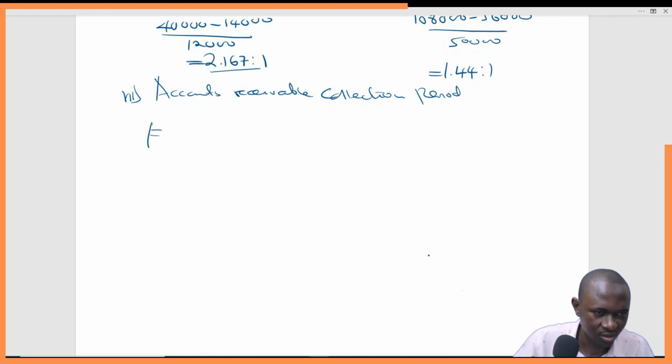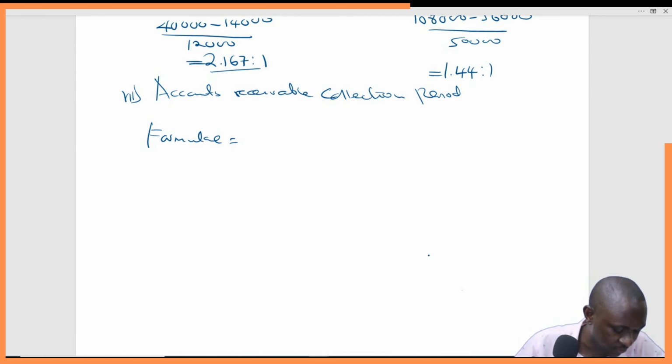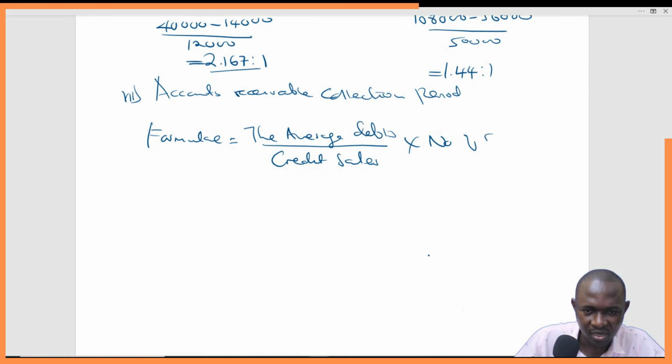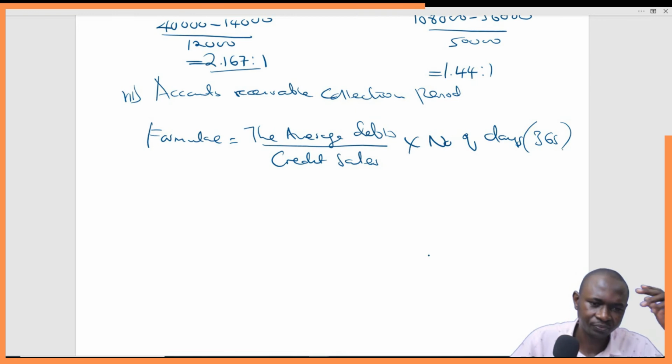So the first thing is the formula for this, and the formula is the average debtors. The average debtors, we collect money from accounts receivable, the debtors. So the average debtors over credit sales. We are only dealing with sales which are made on credit, times the number of days, and in this case we talk of a year. I think one of the assumptions they have given us is that a year will have 365 days.